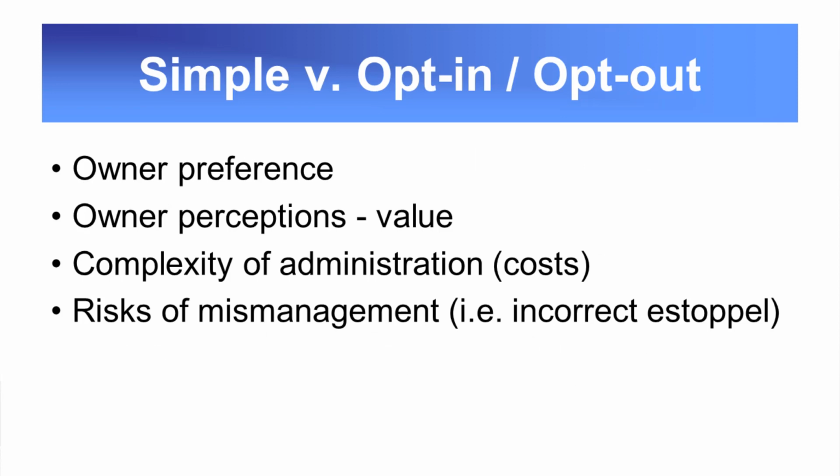So, simple versus opt-in, opt-out. It's an issue of owner preference, whatever you want to set it up. Owner perceptions, it's not everyone that pays out the loan that has the money. I've seen people that easily could pay out a loan, but they choose not to pay out the loan sometimes when they have the option for reasons unique to them. They think it doesn't make financial sense. There's complexity of administration if you do an opt-in, opt-out. Your bookkeeper, your accountant, your property manager, you can't mess that up, right? It's going to change to a degree your estoppel, your information statements. You got to get the numbers right.